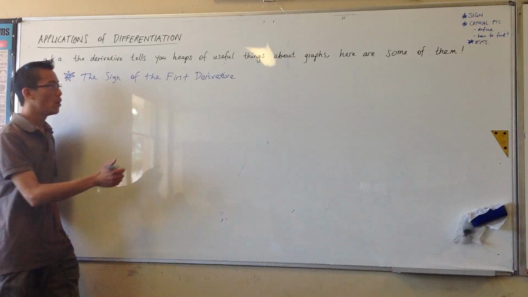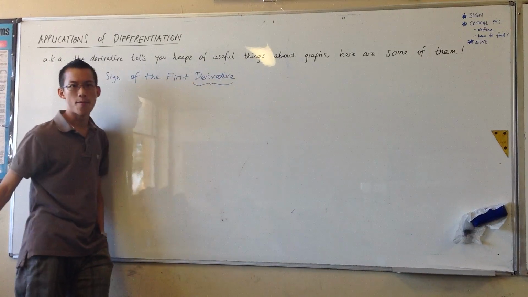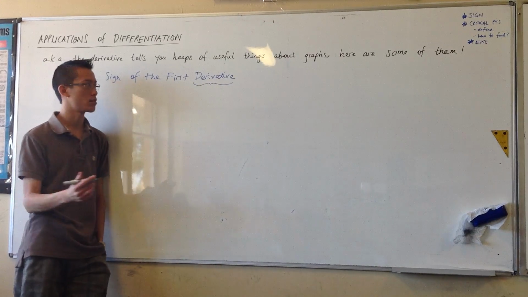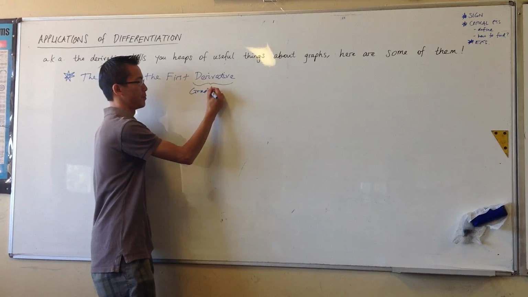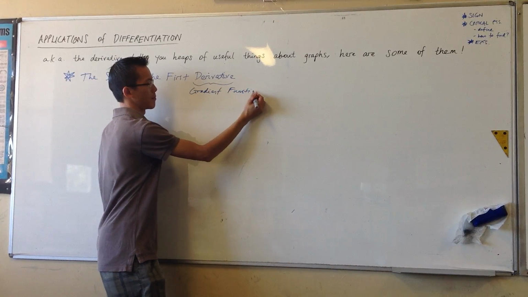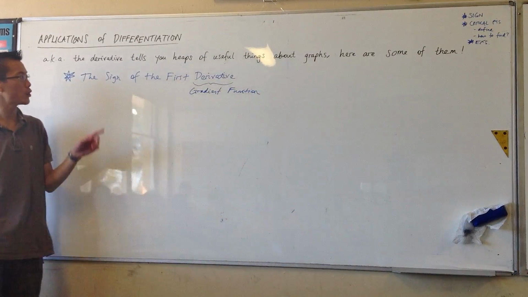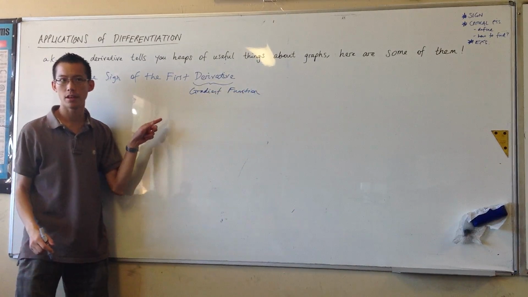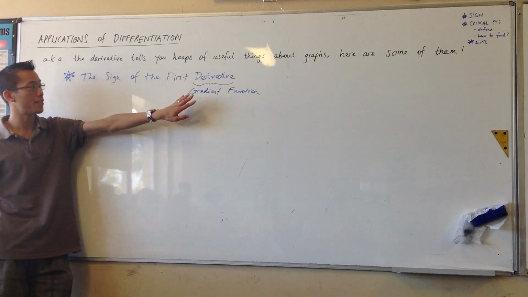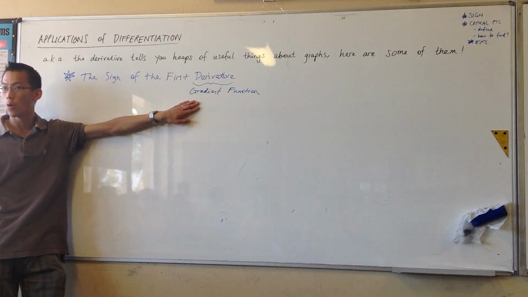You remember what the derivative is, another name for it, where it started off with, was rise over run. That's what first principles is, okay? So we call this the gradient function. So therefore, if what we're really talking about is the sign of the gradient function, okay? Another way of saying that is the derivative tells you about the gradient, and whether it's positive or negative, okay?